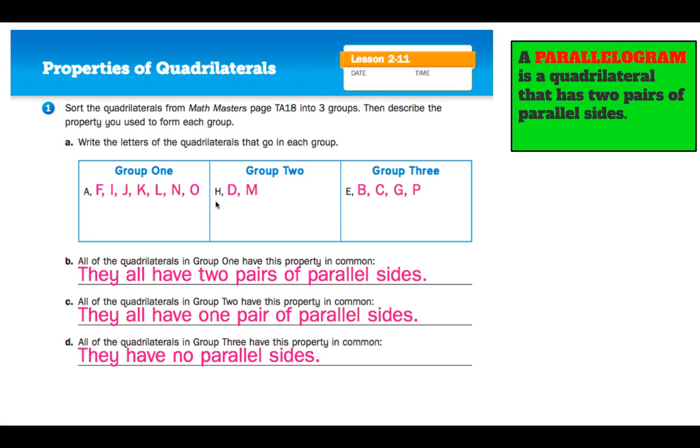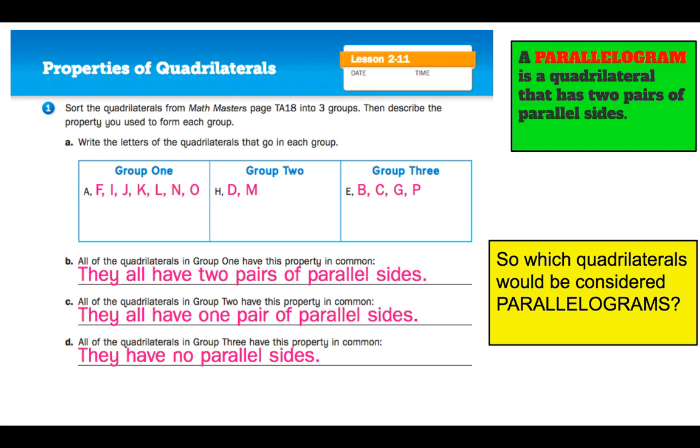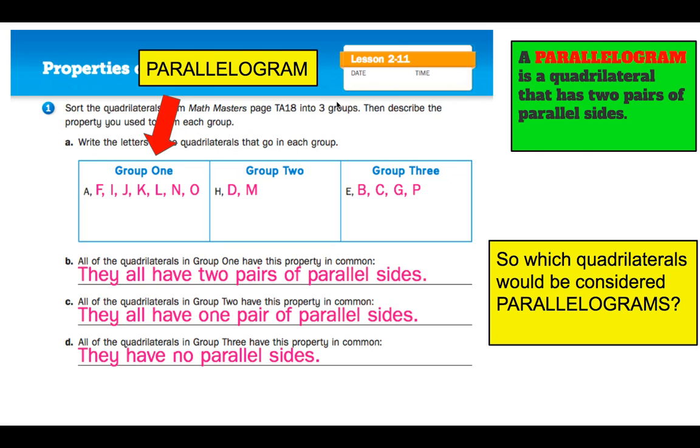Okay, so a parallelogram now is a quadrilateral that has two pairs of parallel sides. So what group do you think that is? So which quadrilaterals would be considered parallelograms? Well, that would be group 1 because it has to have two pairs of parallel sides. So the only group that has two pairs of parallel sides is your group 1. So these shapes here, A, F, I, G, J, K, L, and O, are all parallelograms. The rest of these are not parallelograms.